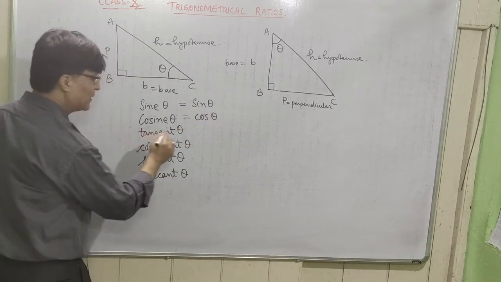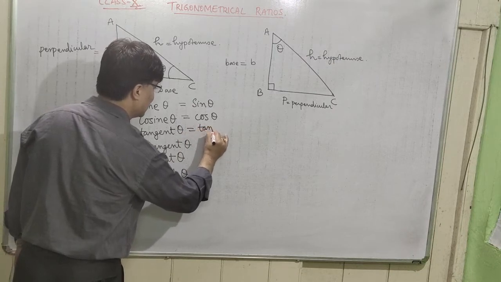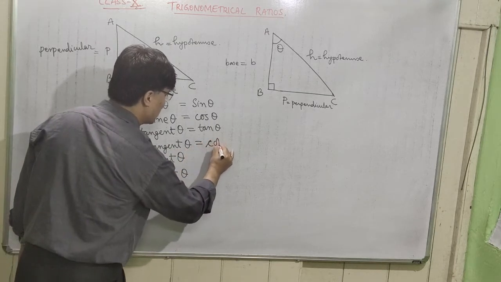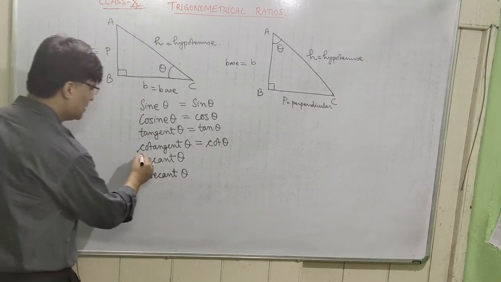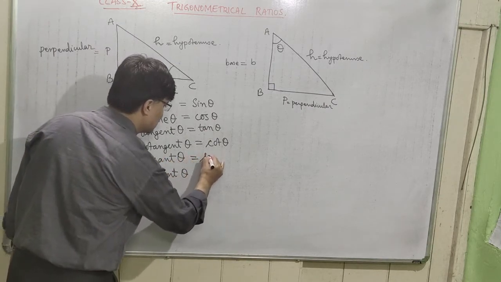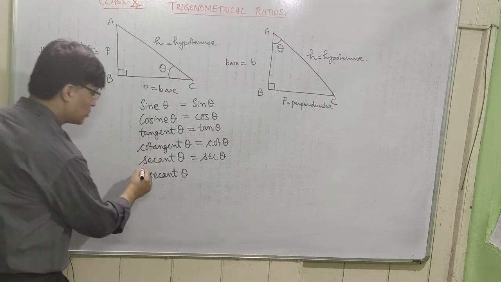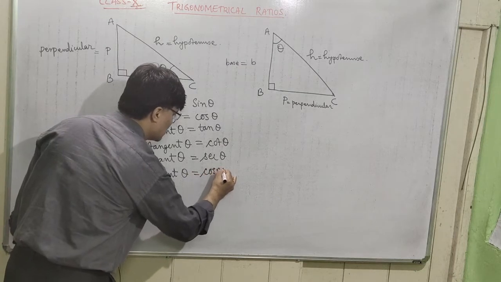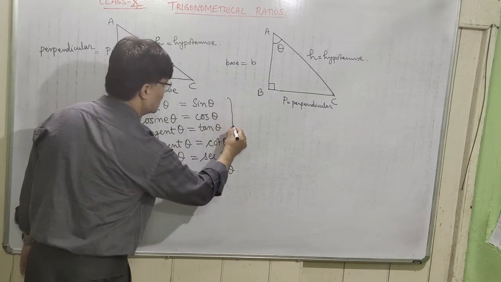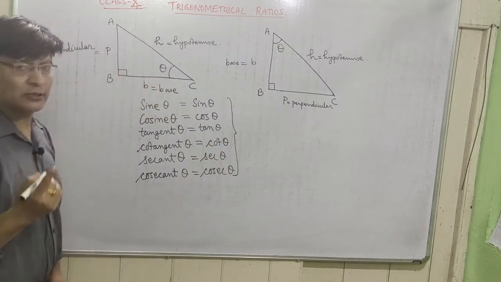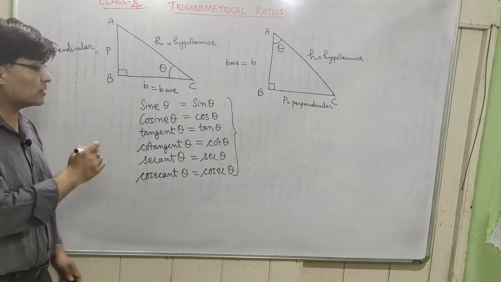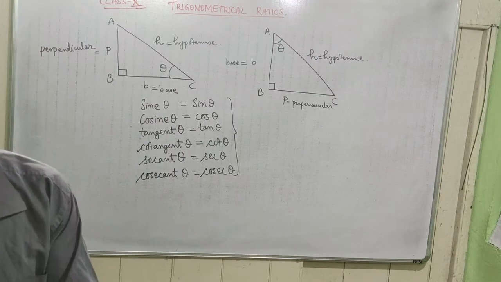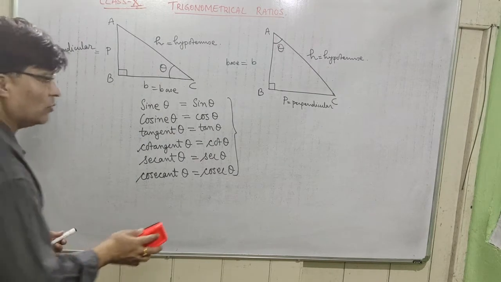And tangent theta, we don't write tangent theta. We write only tan theta. Right? And we don't write cotangent theta, we write it as cot theta. And next one, we don't write secant theta, we write it as sec theta. And cosecant theta, we don't write the full form, but we write cosec theta. So these are the 6 trigonometrical ratios that you should know. Now we will discuss these 6 trigonometrical ratios. Okay? So now again let us draw a right angle triangle.